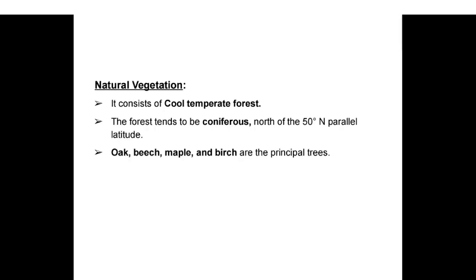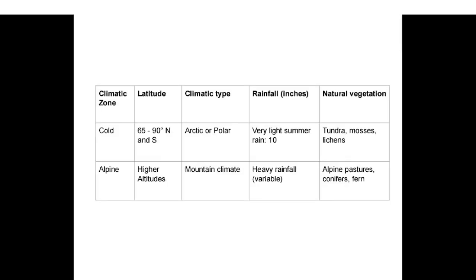Natural vegetation. It consists of cool temperate forests. The forest tends to be coniferous north of the 50 degrees north parallel of latitude. Oak, beech, maple, and birch are the principal trees. Polar type of climates. Polar climatic zone. Cold and alpine.